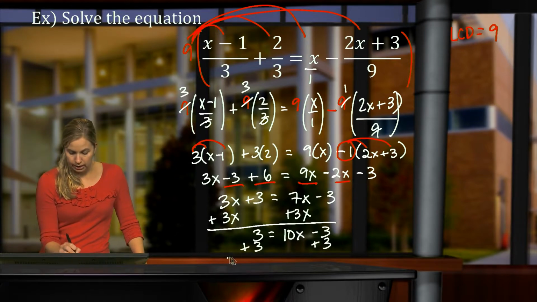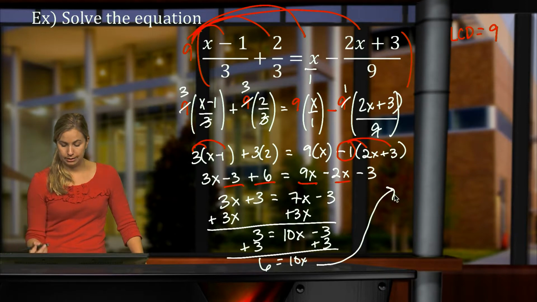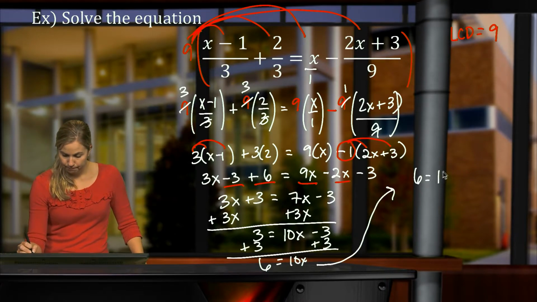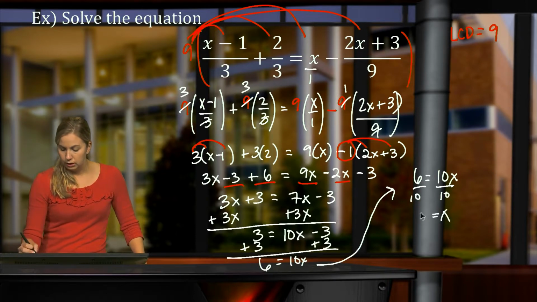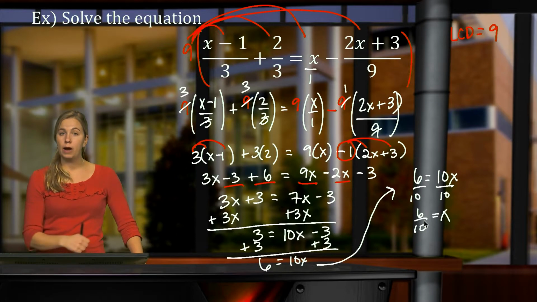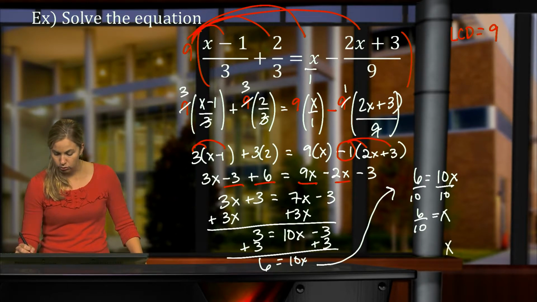Add 3 to both sides. 10x equals 6. And I'm going to come over here since I'm running out of space. Divide both sides by 10. X is equal to 6 over 10, which we are not going to write as a decimal. We're going to simplify this fraction. Both are divisible by 2. X is equal to 3 over 5.